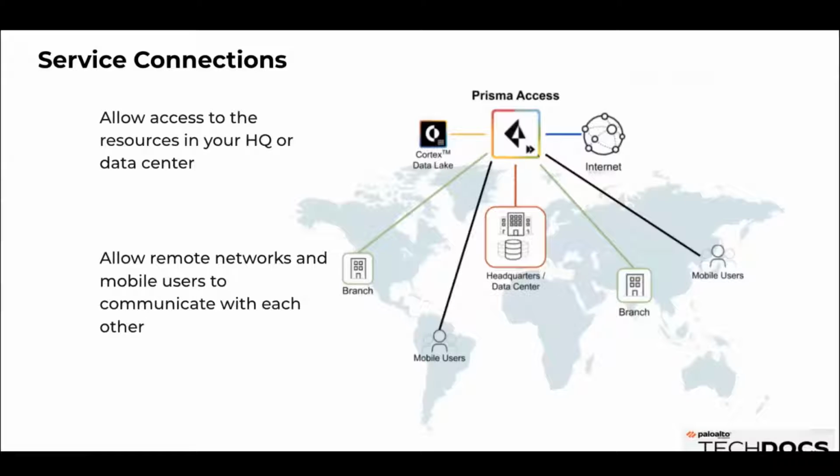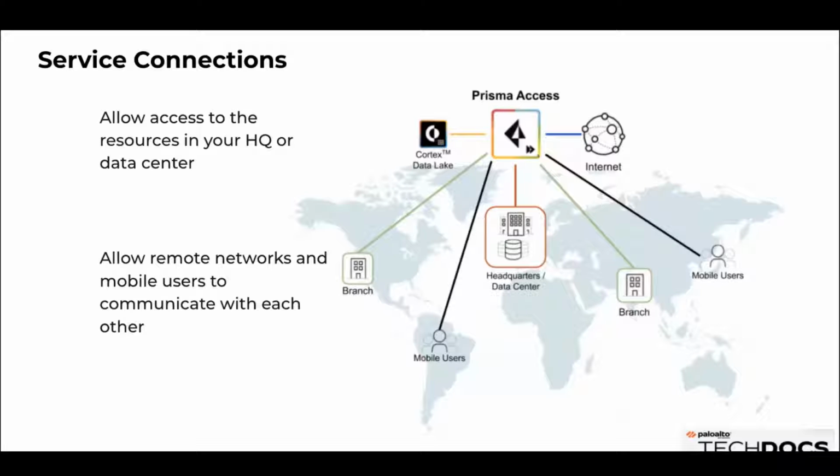So we're talking about the IP service infrastructure subnet and service connection. So what is a service connection for Prisma Access? A service connection is a private access which allows access to the resources in your HQ or data center. For example, if your security policy requires the user's authentication using an on-prem authentication service such as your Active Directory, you need to enable Prisma Access to access the corporate locations where your service resides.